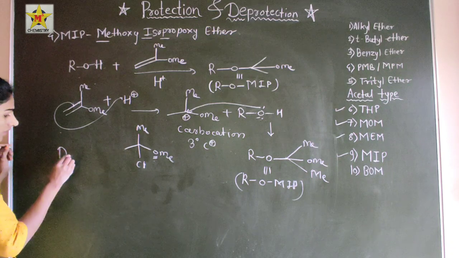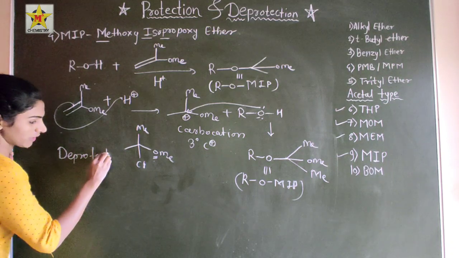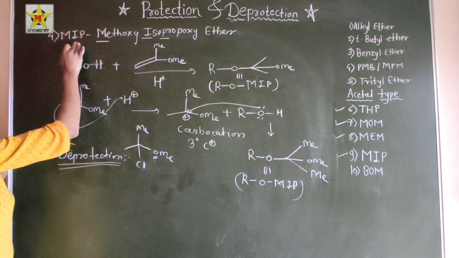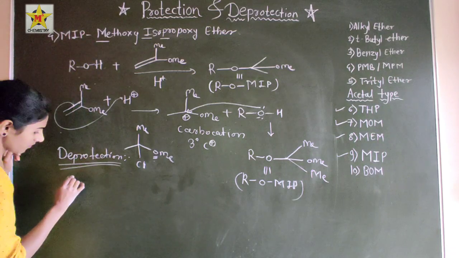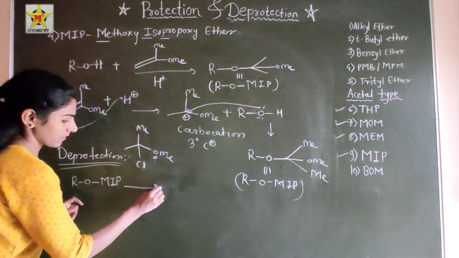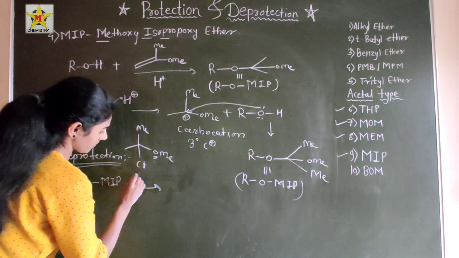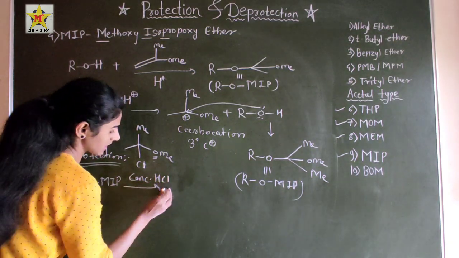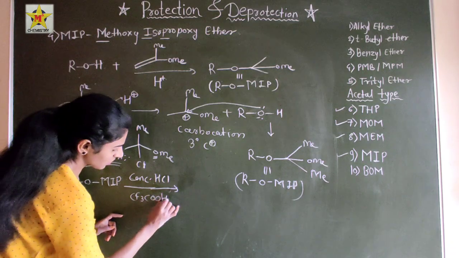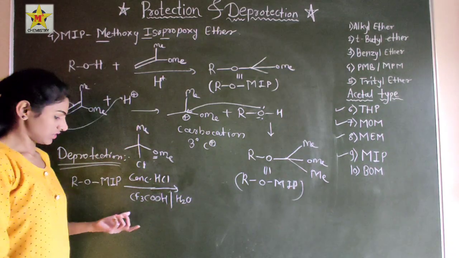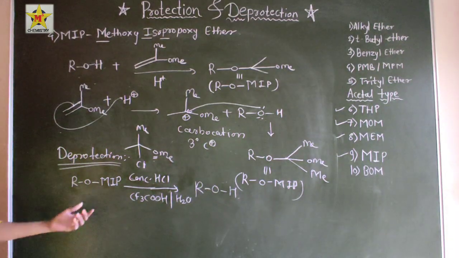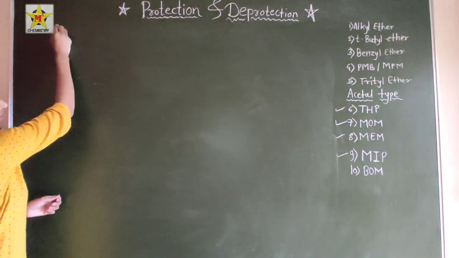Okay, for deprotection of MIP, for deprotection of this methoxyisopropyl ether, RO, concentrated HCl is required, or we can also use CF3COOH acid in aqueous condition, and we get ROH, alcohol, as the deprotected alcohol.